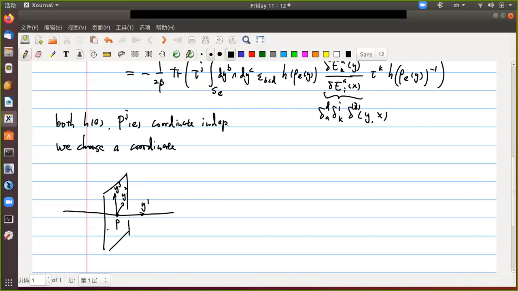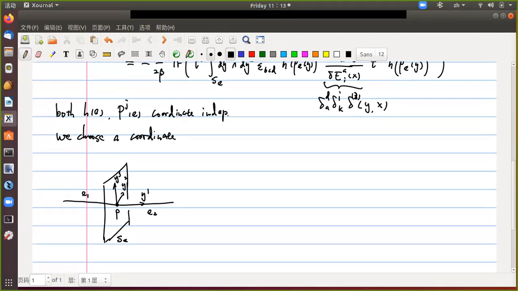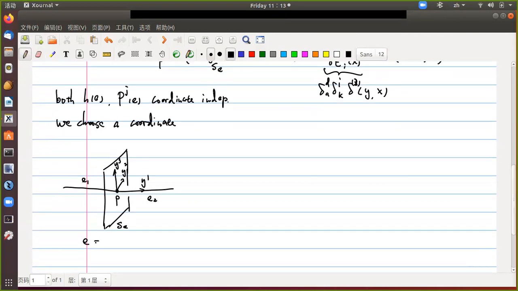And so the entire edge is E, and this is SE. And the intersection point P divides the entire edge into E1 and E2. So this part is E1, and this part is E2. Okay. And well, E is E1 with E2. Well, the orientation is along the y1 direction. Okay.